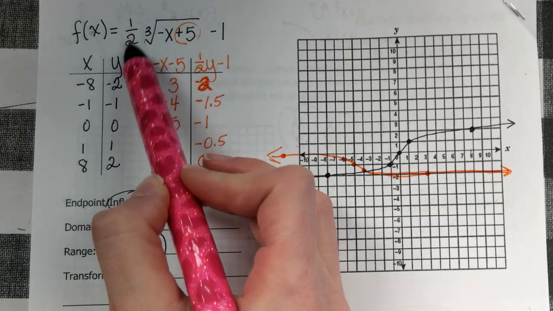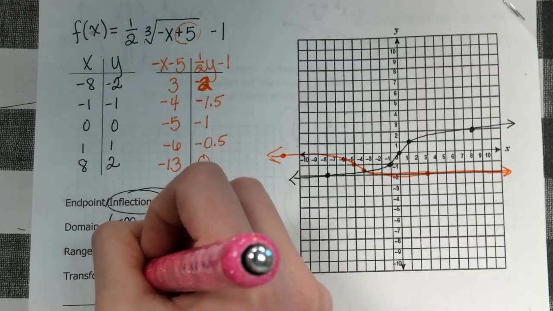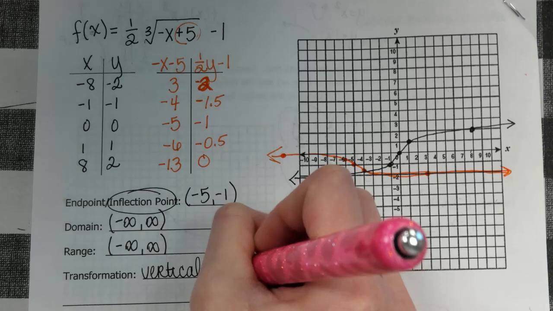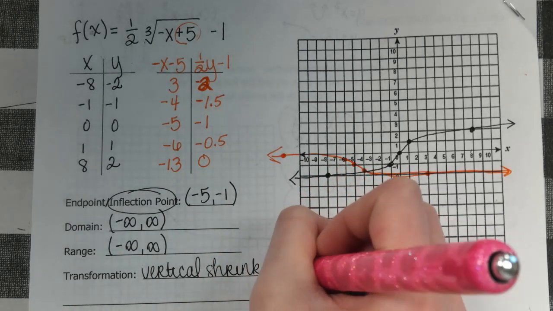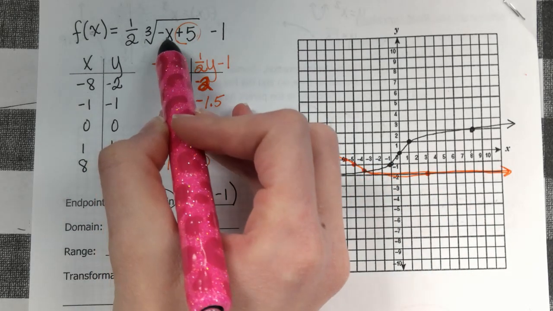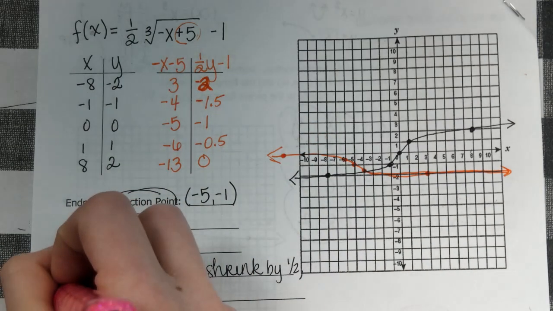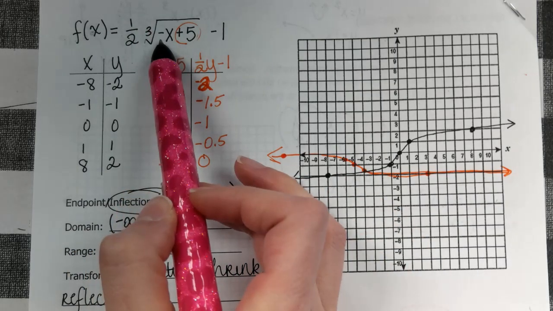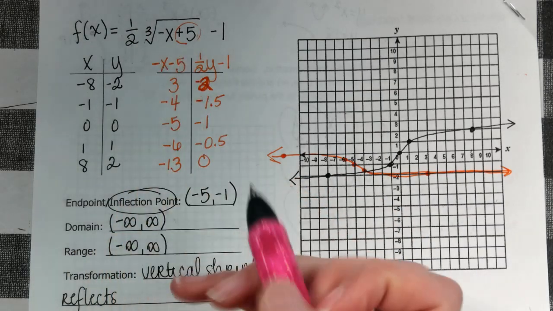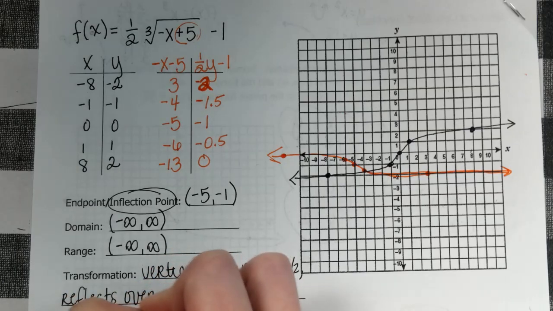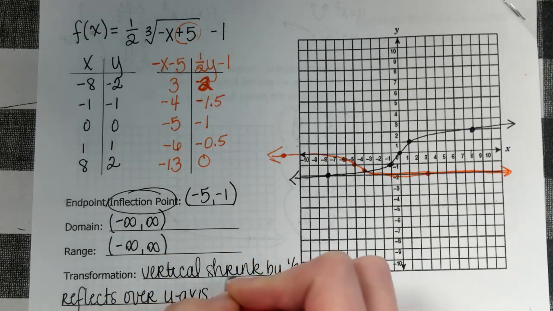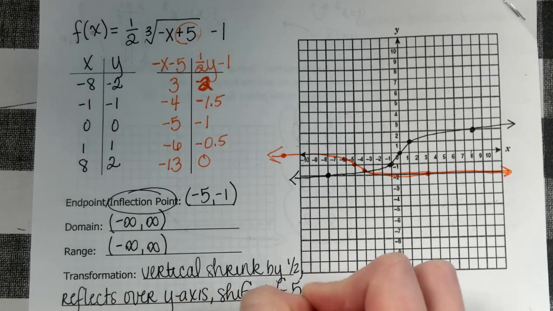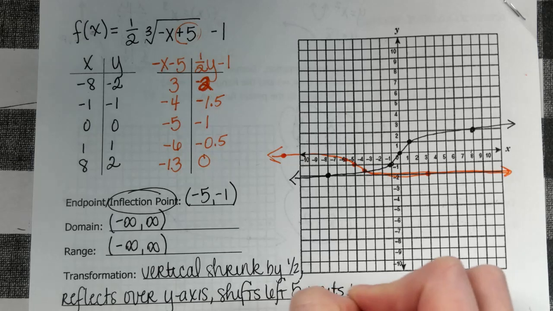Okay, so if I do my transformations in order, that 1/2 tells me it's a vertical shrink by 1/2. That negative x, I told you it's a reflection over which axis? Y. Okay, so when you have your reflections, whatever variable it's on, it reflects over the opposite axis. Shifts left. And down 1.